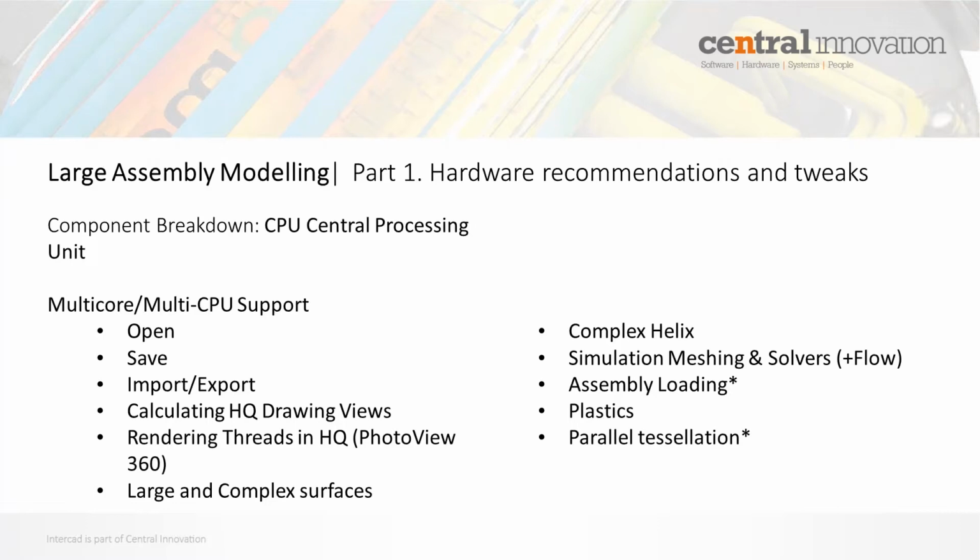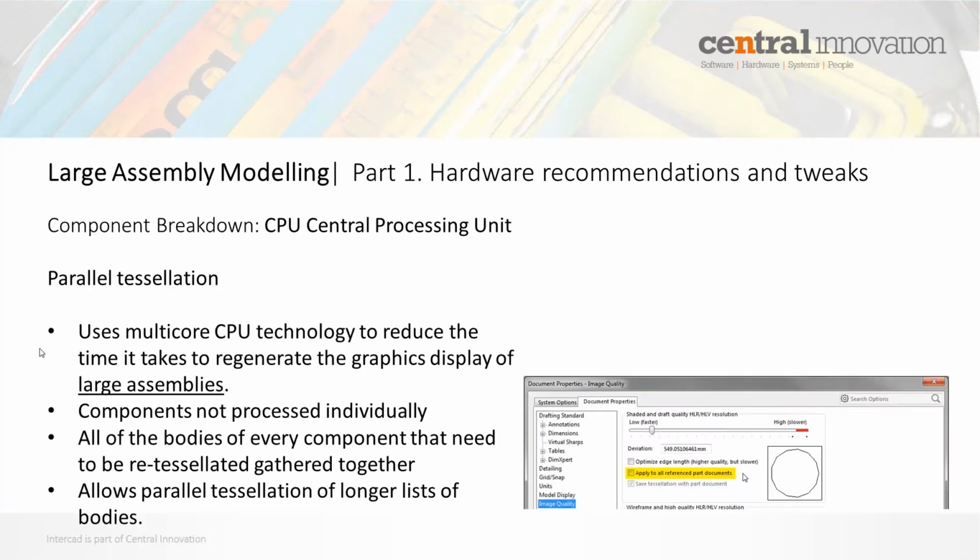And we'll probably talk a little bit more about that when we go into the parts and sub-assemblies in the second part in the series. Plastics also uses it, and parallel tessellation. And we'll look at parallel tessellation in a little bit more depth. What this does is it reduces the time it takes to regenerate the graphics display of large assemblies. The components are not processed individually. All of the bodies are gathered together, and they're retessellated at the same time. And so we have parallel tessellation of a longer list of bodies in the assembly.